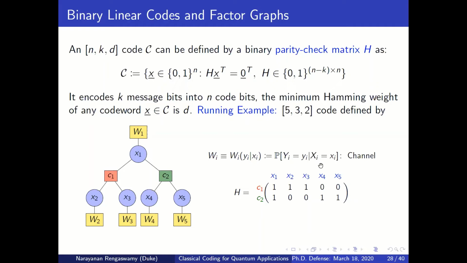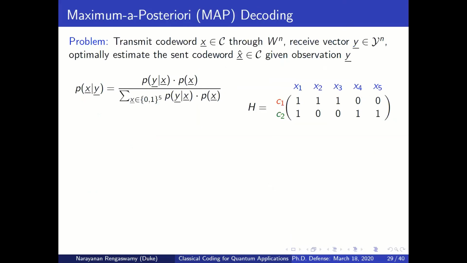So they're just transition probabilities. A classical channel is described by a transition probability matrix, where you say if I transmit bit xi and I receive yi, then this is the probability. Now, going back to our problem, we transmit a code word through n uses of the channel.